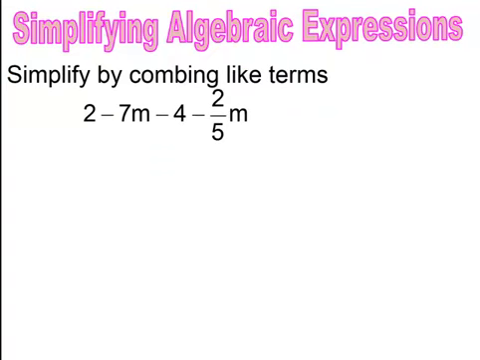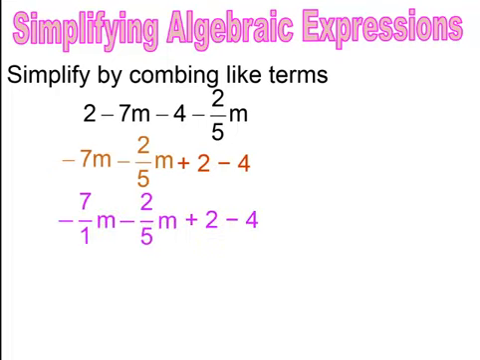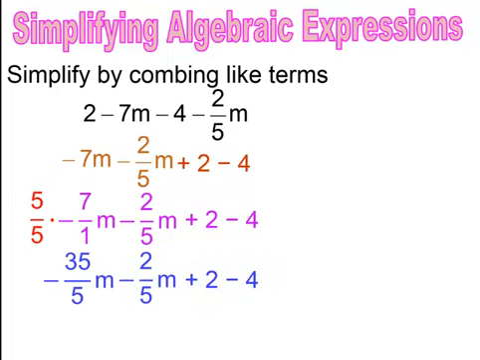Pause and try. So I always like to rearrange it so the like terms are together. So I need to get a common denominator for the negative 7m and the minus 2/5 m. And the common denominator is going to be the denominator of the fraction. So I'm going to convert that negative 7 over 1 by multiplying the numerator and the denominator by 5. So I end up with negative 35 over 5m minus 2/5 m.